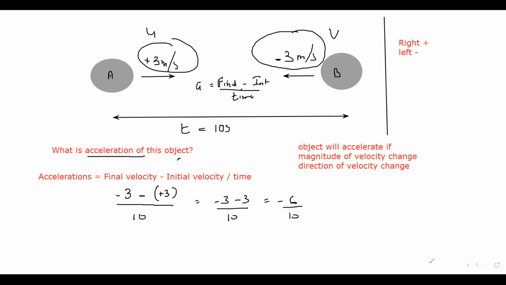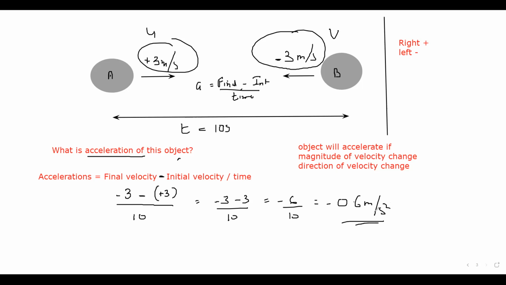Initial velocity is not negative. The final, it's up to you. Any one of them you can take as negative. Initial velocity, final velocity, this minus is for formula. Initial velocity can be positive, can be negative. It depends on what sign you consider. If the right hand side you consider as positive, left hand side will be negative. So 6 divided by 10, that's equal to 0.6 meter per second square.